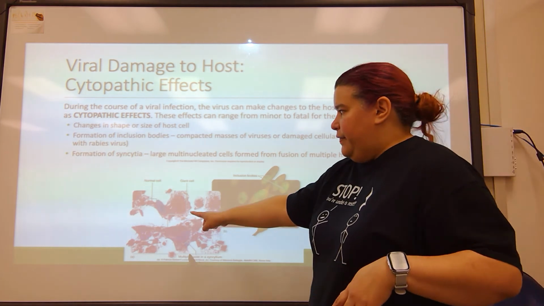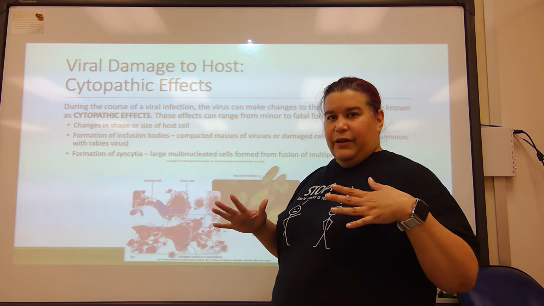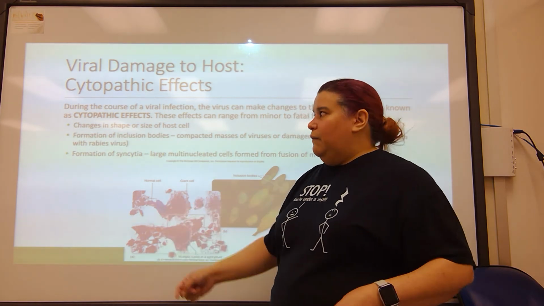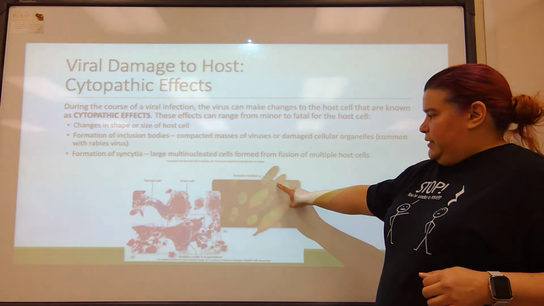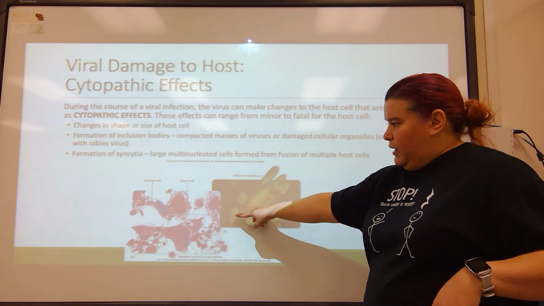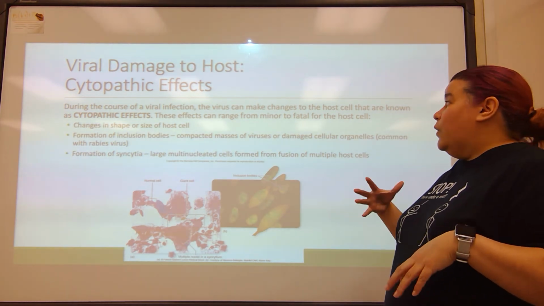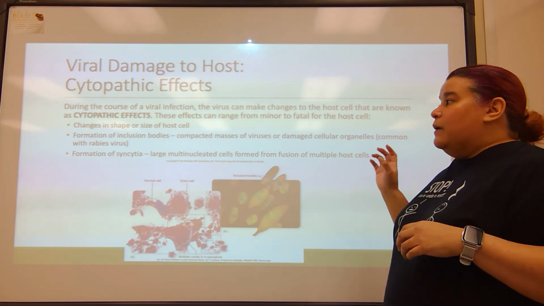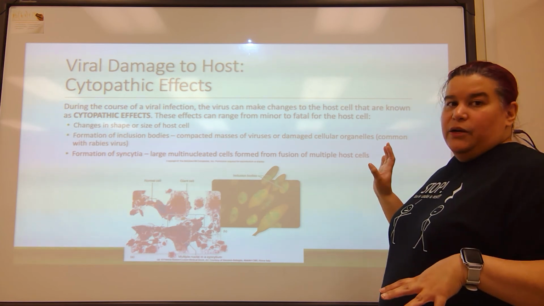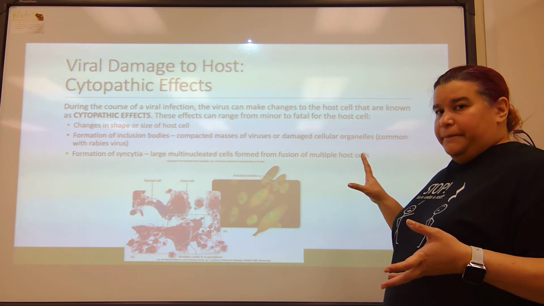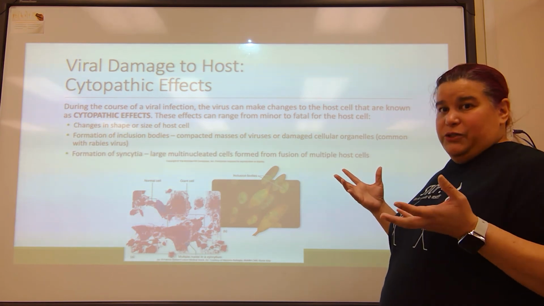If you look here, that's a normal cell, and then look at these giant cells, completely different than the normal host cell. You can form inclusion bodies. See these dark spots, these are compacted masses of virus or damaged cellular organelles. We do see a lot of inclusion bodies when somebody has the rabies virus. Okay, it's basically a holding tank, but it's for masses of virus and damaged cell parts.